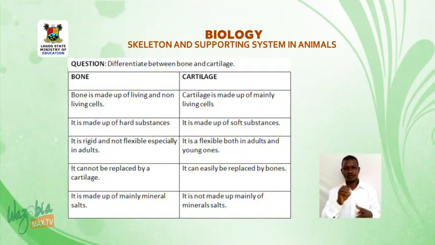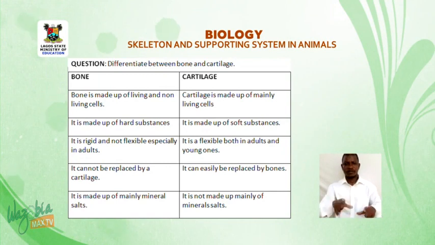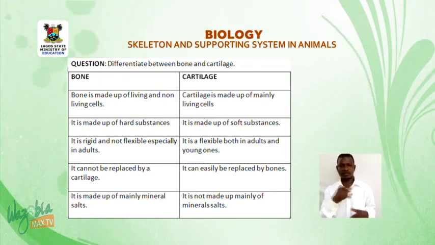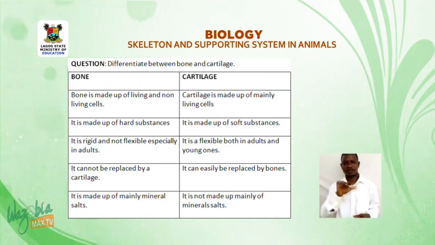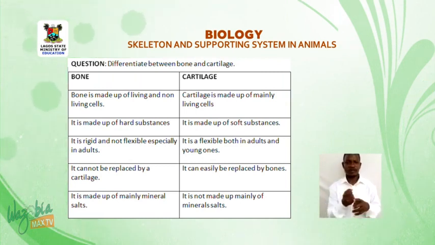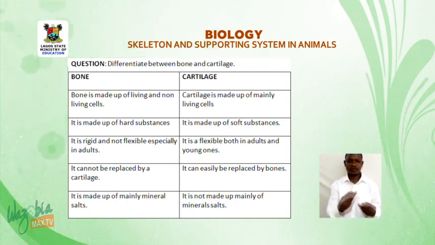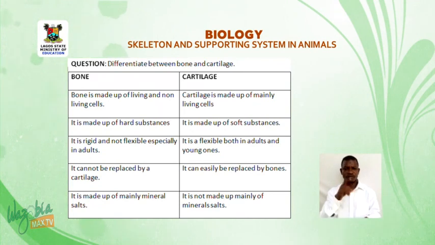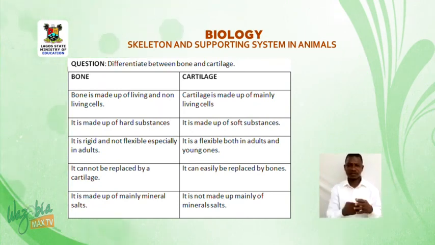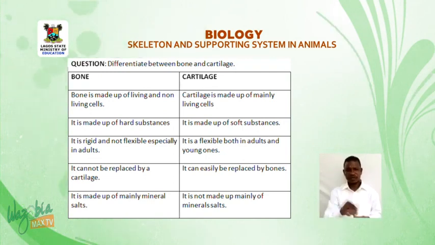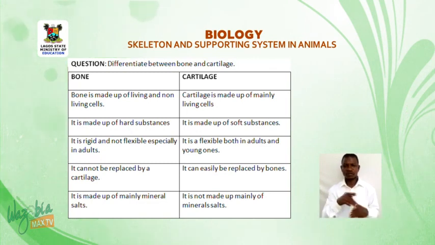Question. Differentiate between bone and cartilage. Bone is made up of living and non-living cells, while cartilage is made up of mainly living cells. Bone is made up of hard substances. Cartilage is made up of soft substances. Bone is rigid and not flexible, especially in adults. Cartilage is flexible both in adults and young ones.